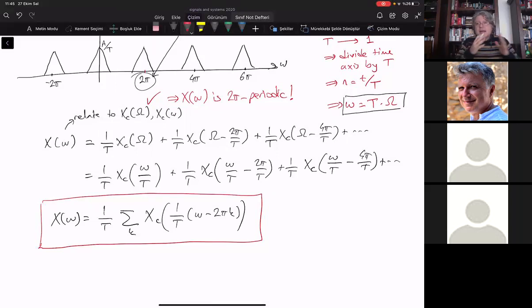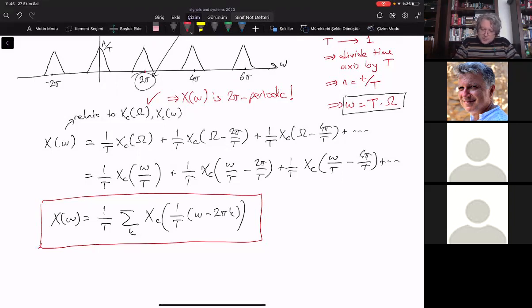So we are having replicas of scaled version of the original shape. What is the scale? The scale is determined according to capital T. Normally, I should expect x sub c of omega, but it's not x sub c of omega. It is x sub c of omega over capital T. So it is a little bit squeezed or relaxed depending on the value of capital T. So this was a brief review of what sampling is all about.